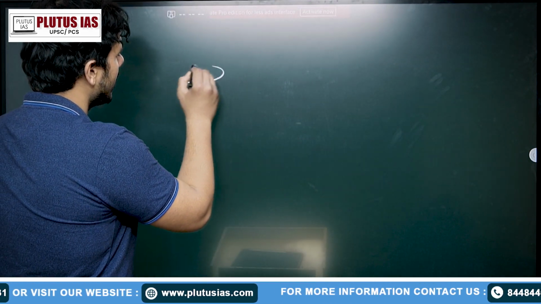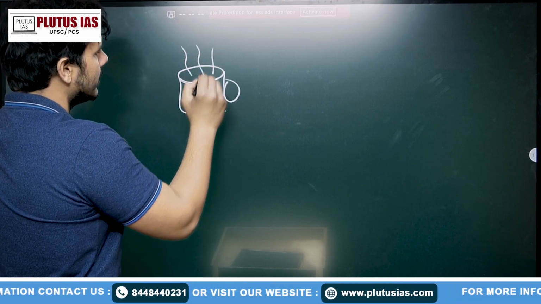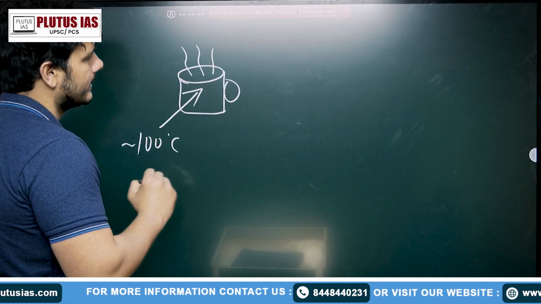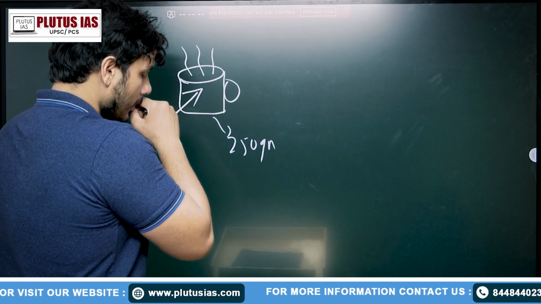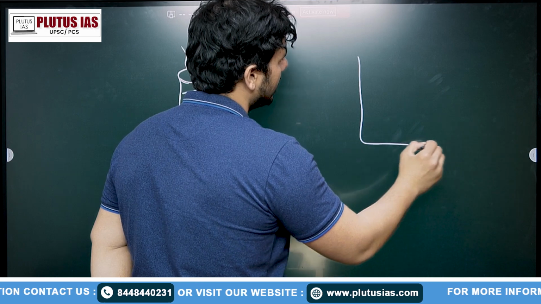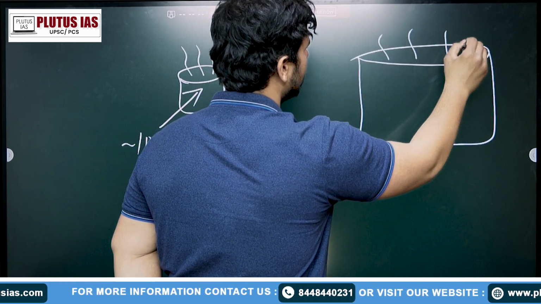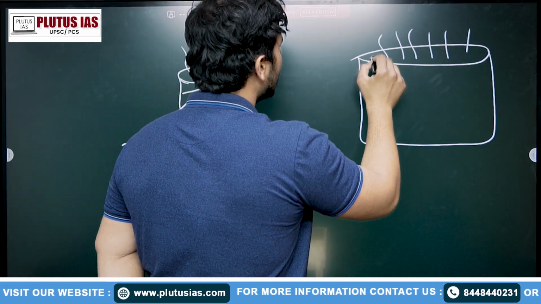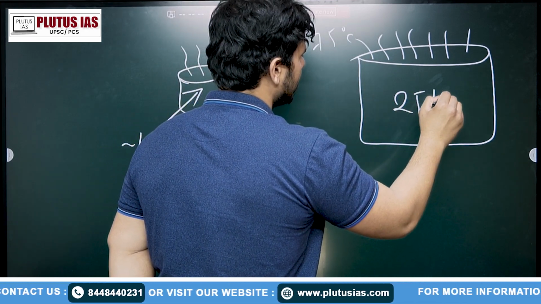So let's say you have a mug of boiling water. Okay, so this is your mug. Its average temperature, since it is boiling water, is near 100 degrees C, and its mass is 250 gram. You can also write 250 ml or 250 gram in this case. Now I have a tub of water. This tub is also warm but not boiling. It was boiling earlier but not now.